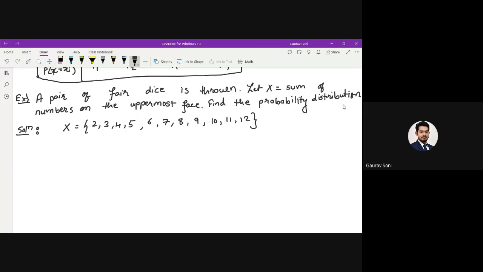We need to find the probability distribution. What is a probability distribution? That is the table. For every value of x, you have a certain probability. For each value of x, you need to make a table which will have the values 2, 3, 4, 5, and I need to give the probability for 2, probability of 3, probability of 4, and so on. So I'll make a table now here.